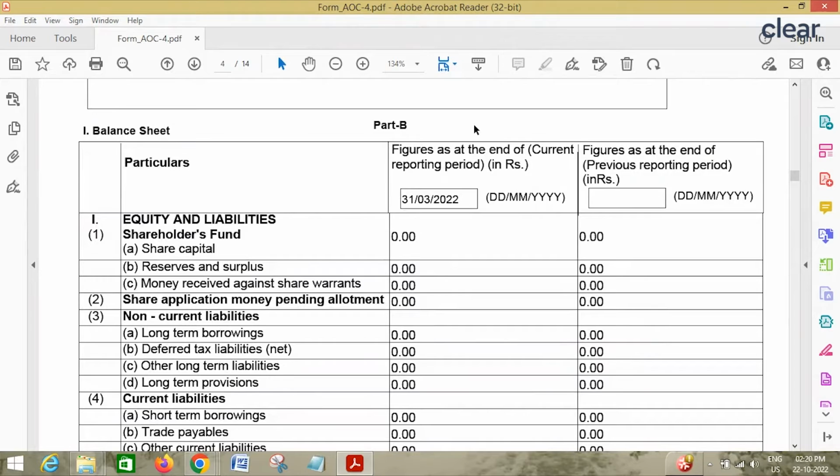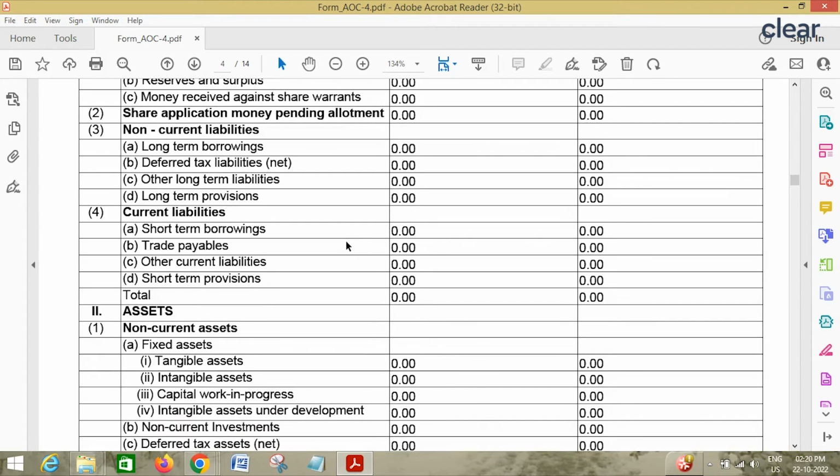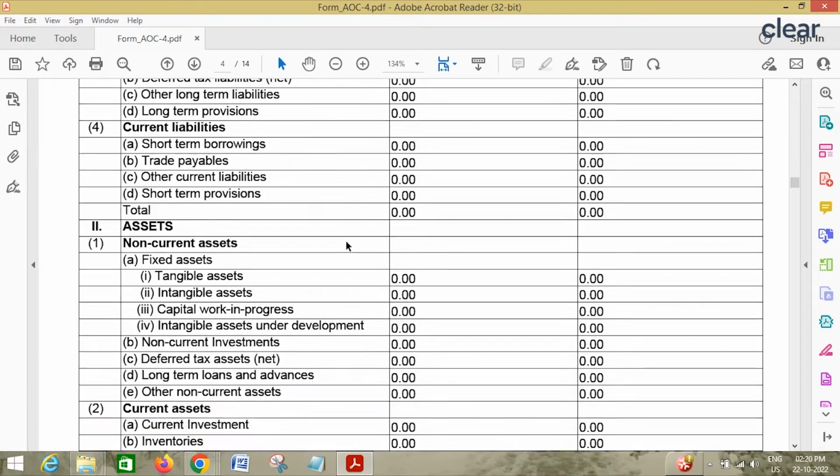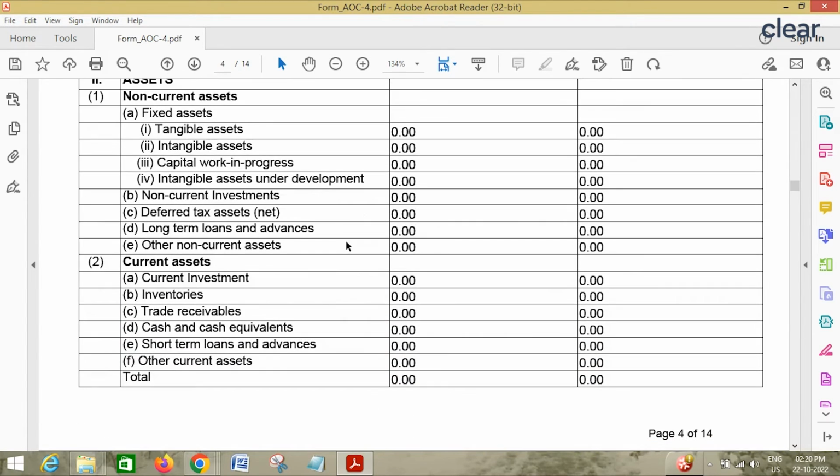Next, we come to part B of the form AOC-4. Here, you need to enter the particulars as reflected in your balance sheet. You need to enter the figures at the end of the current reporting period, and you need to enter the figures at the end of the previous reporting period. You need to enter the figures relating to your equity, that is shareholders' fund, share capital, reserves and surplus, money received against share warrants. Enter the figures of your non-current liabilities and current liabilities. Enter the figure of non-current assets and current assets.